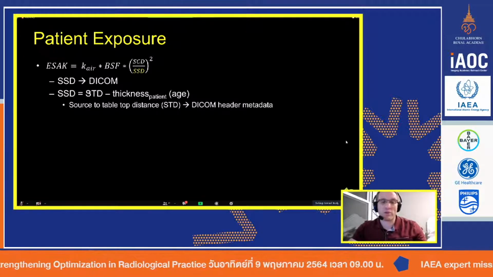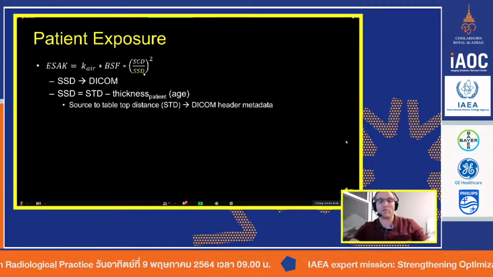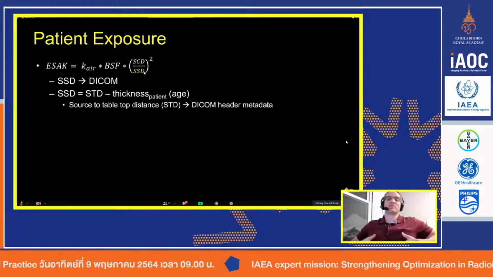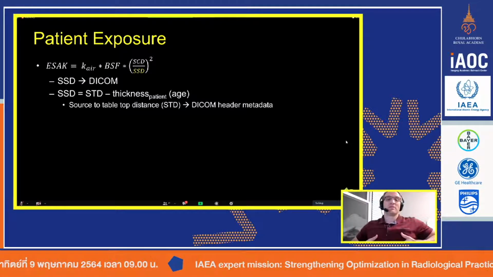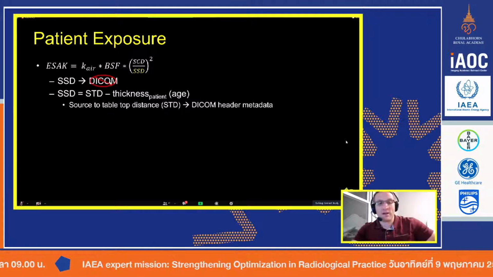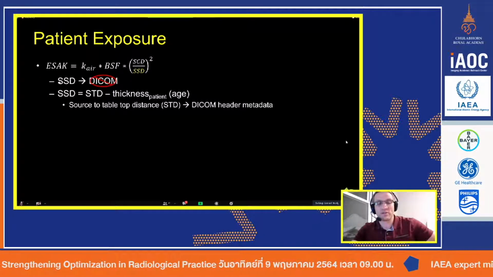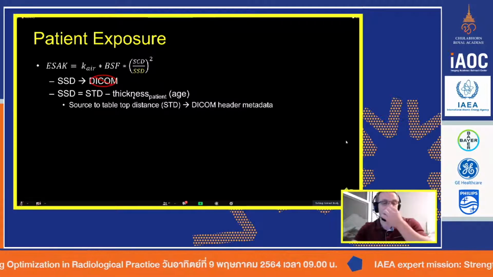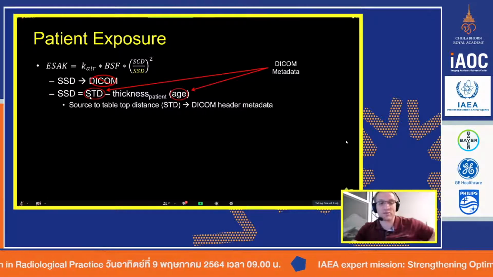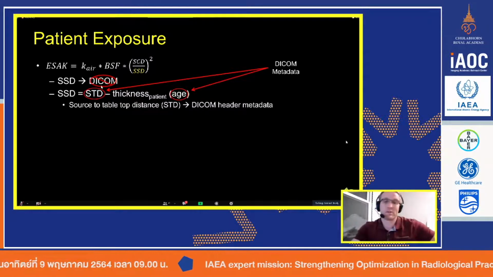So how do we account for patient thickness? We need that information to calculate where to find the entrance surface area. When you look in the DICOM metadata, there is no source to skin distance. That's just not part of it. But there is a source to table distance, so we do know where the table is, or the wall bucky cover.